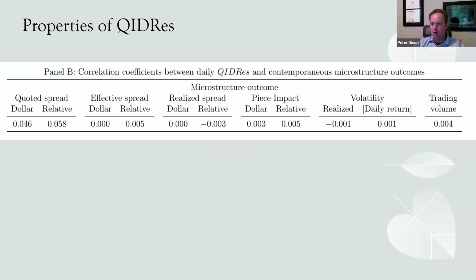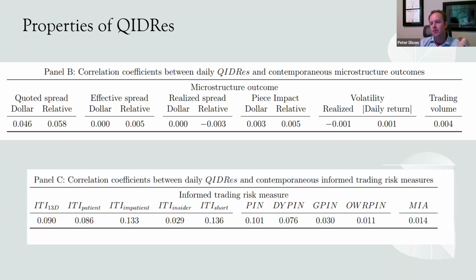This is my last slide before I pause for questions. And what we have here is, how well does quid res work? Here we plot the correlation coefficients between daily quid res and contemporaneous liquidity measures, and we find that they're basically 0 across the board. And so this very simple procedure appears to have removed liquidity; this is not a strong measure of liquidity on any dimension that we normally measure liquidity based on.